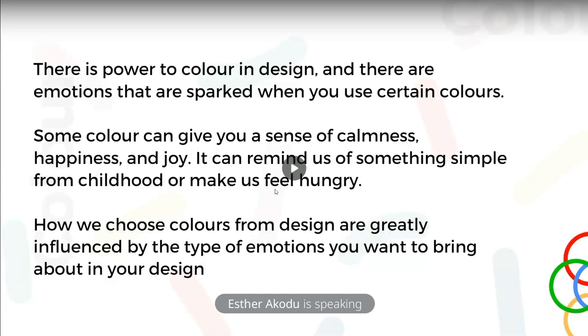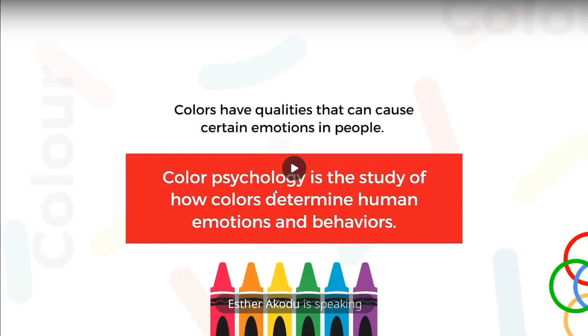So let me just move on. I'll still get back to that. I wrote here that colors have qualities that can cause certain emotions in people. Color psychology is the study of how color determines human emotions and behavior. This is simply what color psychology is all about: studying how colors influence human emotion, how you make people feel and react when they see your colors.